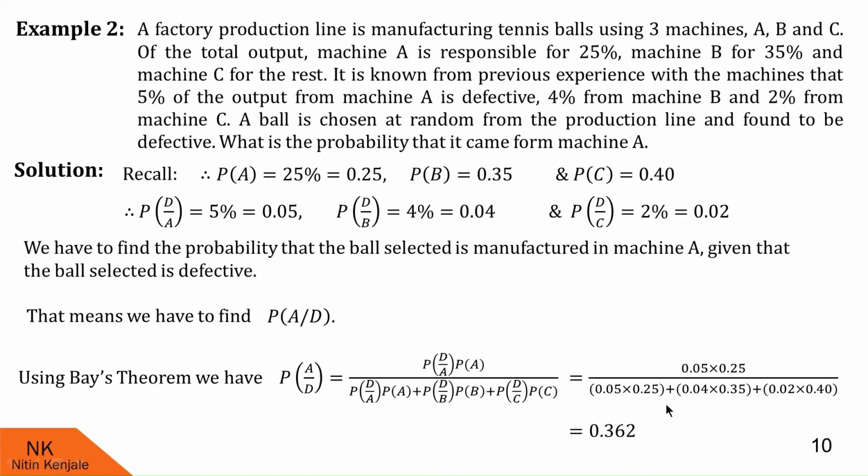Guys, you can pause this video and check this calculation. So we have found the probability that the ball selected is manufactured in machine A such that it is a defective ball is equal to 0.362. I hope guys you understood this example. Now we proceed for next example.